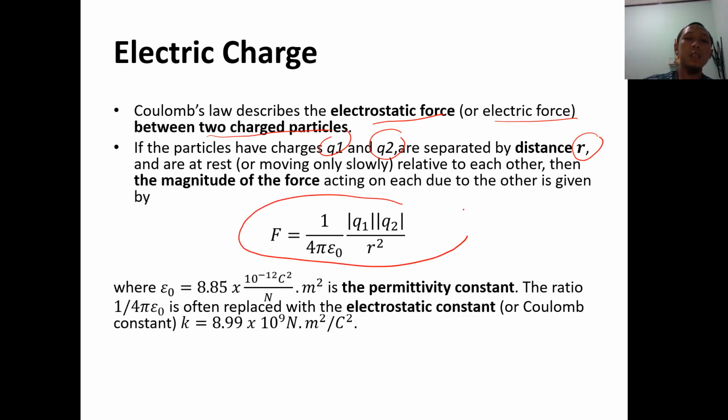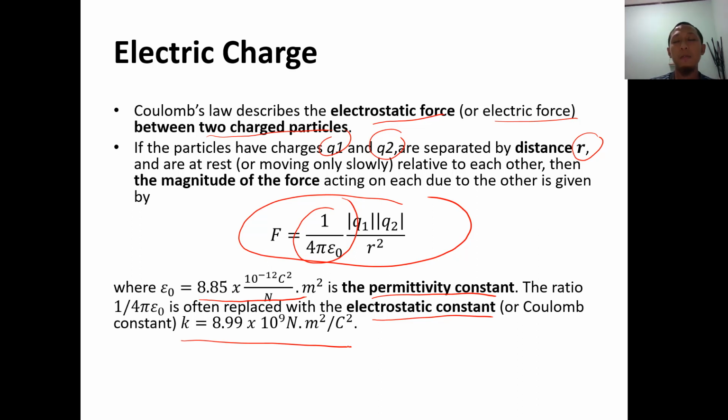So we use this formula: F is 1 over 4 pi epsilon 0 multiplied by Q1 Q2 over r squared, where epsilon 0 is the permittivity constant. The ratio 1 over 4 pi epsilon 0 is often replaced by the electrostatic constant, or Coulomb constant, k. By using this formula, we can easily determine how much force there is between two charges.